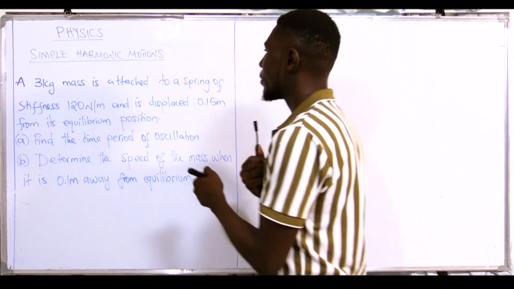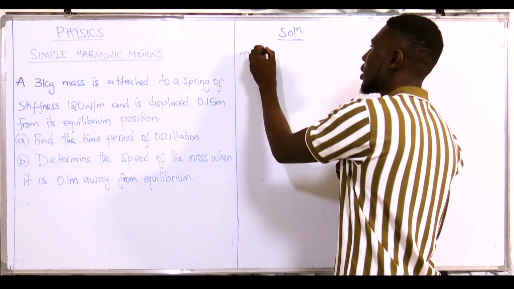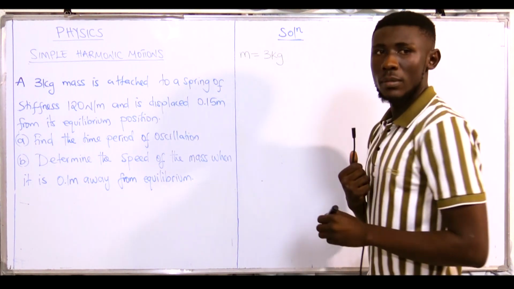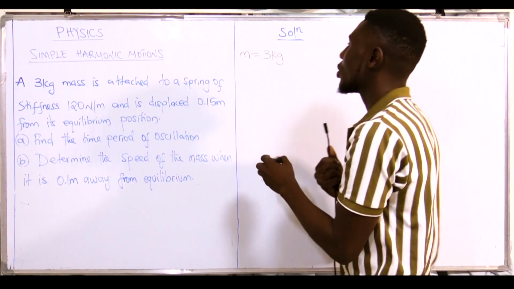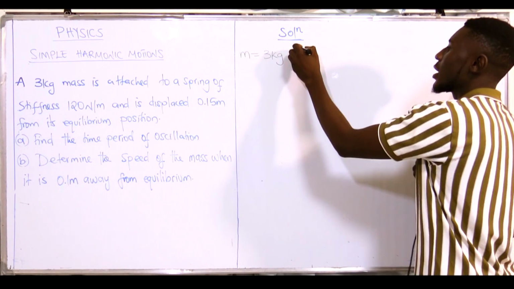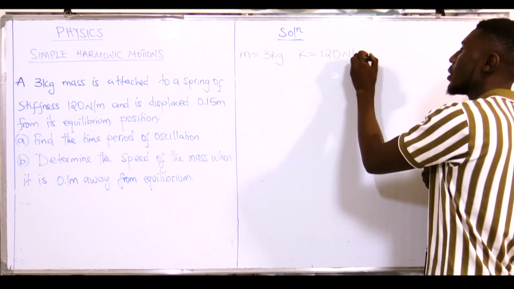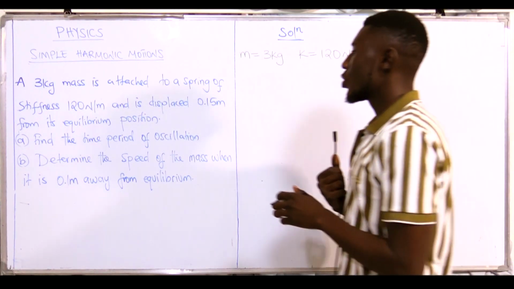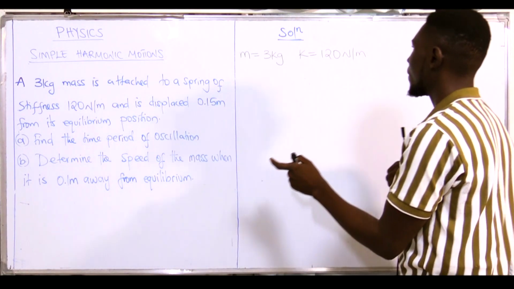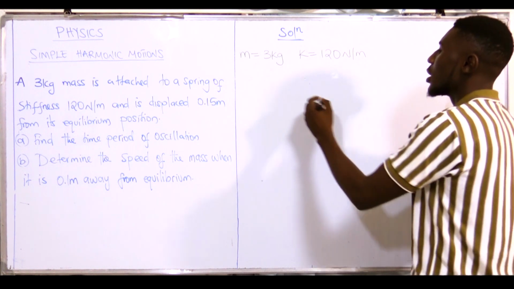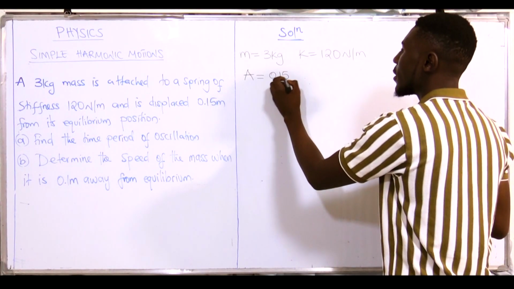Alright, so here we've been given the mass. Our mass is 3 kgs. Then we have the spring constant of 120 newtons per meter. Our spring constant k is 120 newtons per meter. Then we've also been told the displacement is 0.15 from equilibrium position. So the displacement from equilibrium position is known as amplitude. So our amplitude is 0.15 meters.